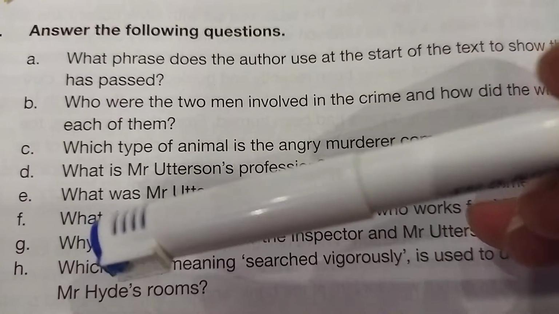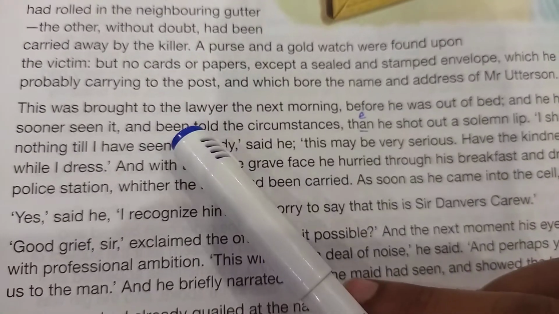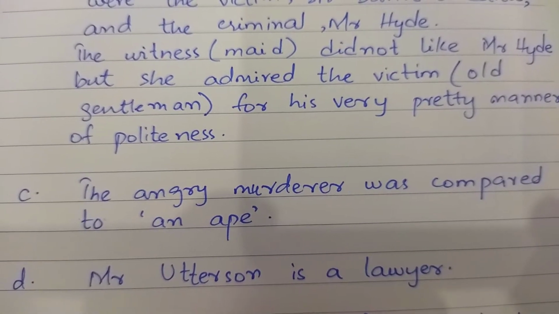Now part D. What is Mr. Utterson's profession? So he was basically a lawyer by profession. The answer is very simple. Mr. Utterson is a lawyer.